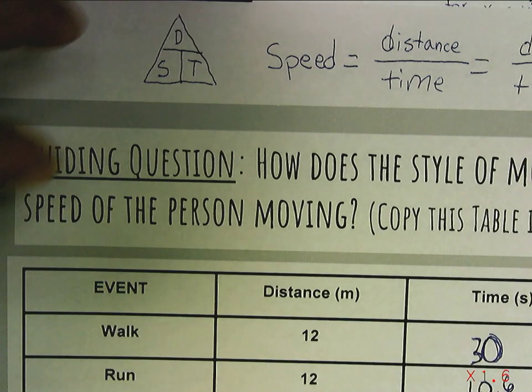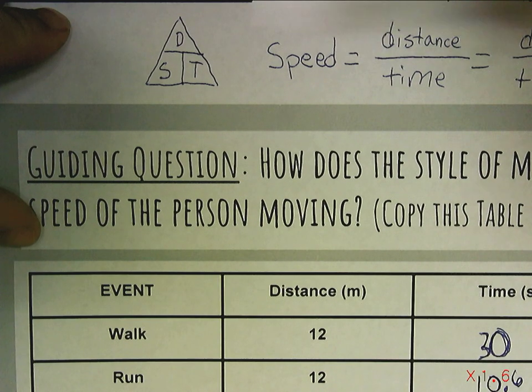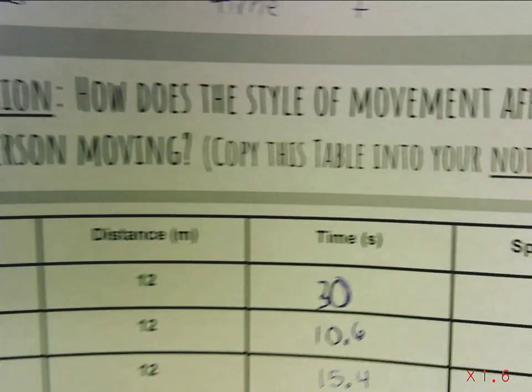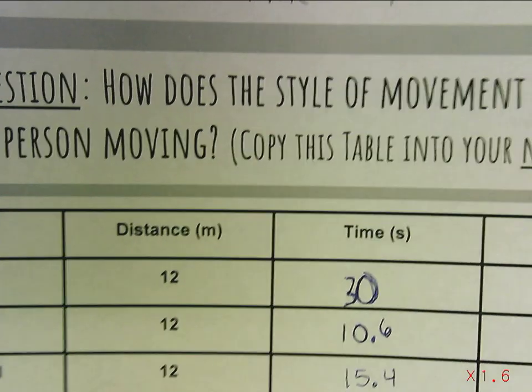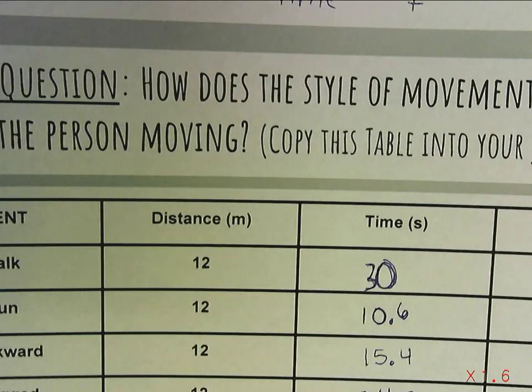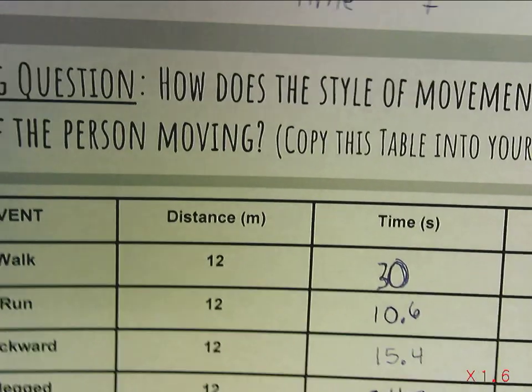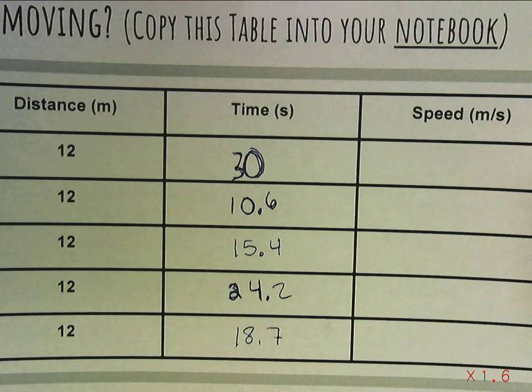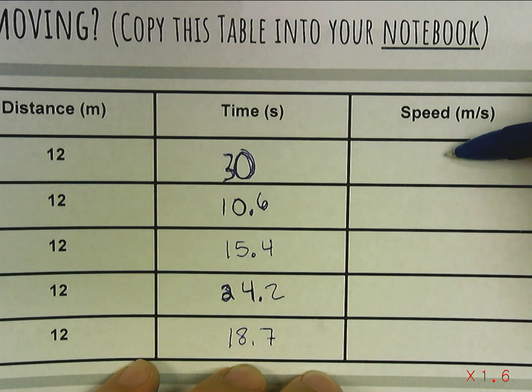Alright students, so what we have here is our lab from yesterday, right? How does the style of movement affect the speed of the person moving? And we had copied this into our notebook. We had collected times, correct? And with that, then we needed to calculate speed.